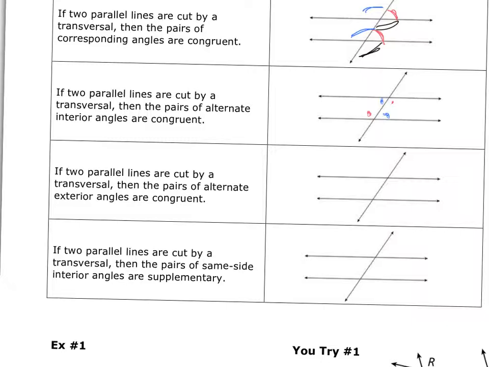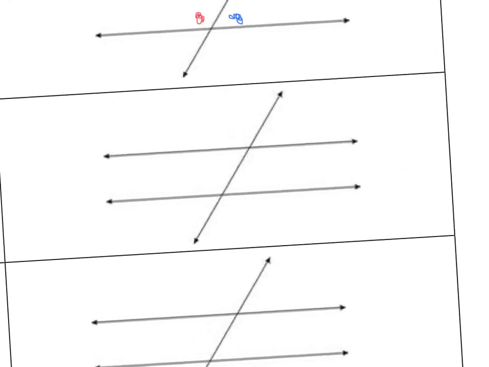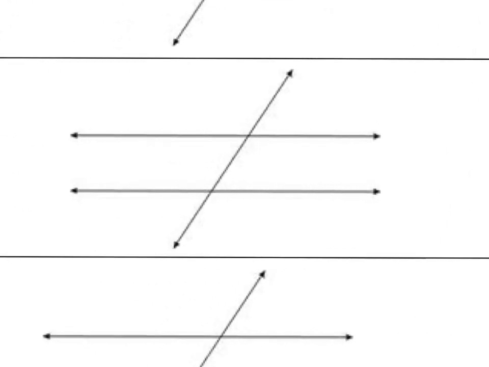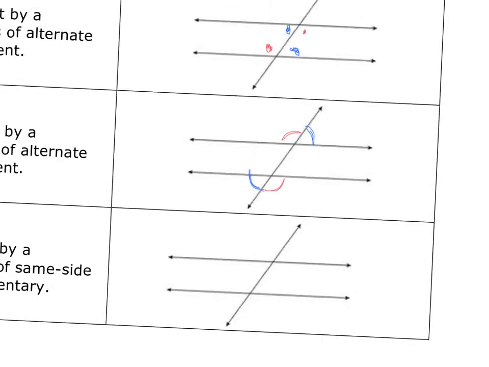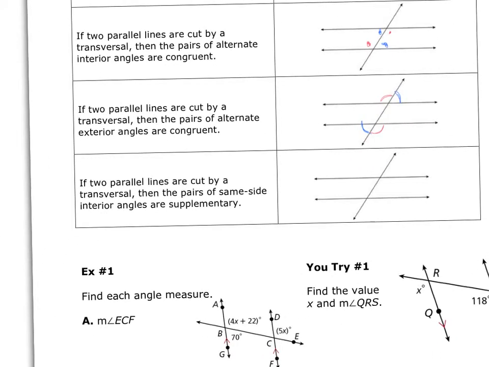The next one is alternate exterior. You have to have two angles that are outside of your two parallel lines and on opposite sides of the transversal. One might be here and the other would be here, and your other option is here and here. These are just things that you have to memorize.